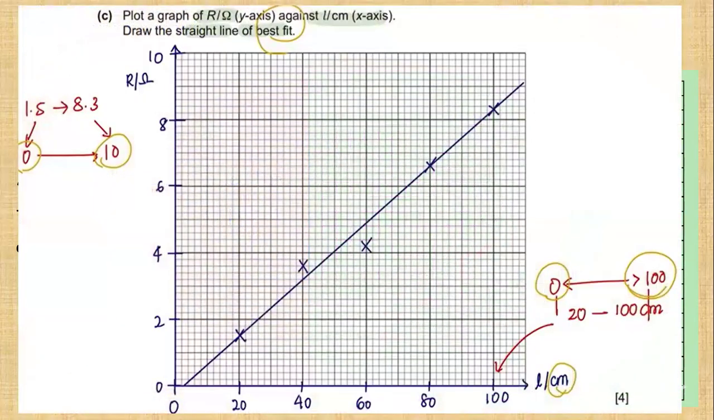Let's take the best example for that, for the same graph that we were plotting from the start. You can see that it's passing through 3 points and the other 2 points are equidistant from it. This is below it and this is above it, right? That's the best example for a best fit line.